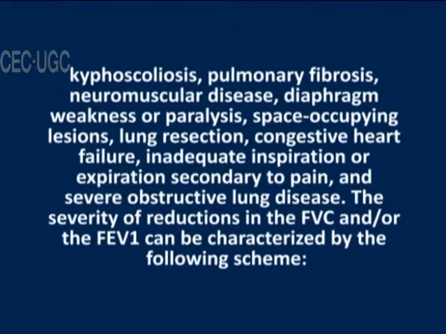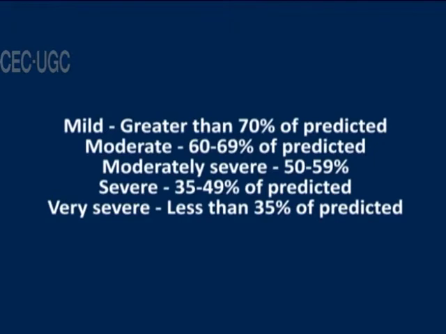The severity of reductions in the FVC and/or the FEV1 can be characterized by the following scheme. Mild, that is greater than 70% of predicted. Moderate, 60 to 69% of predicted. Moderately severe, 50 to 59%. Severe, 35 to 49% of predicted. And very severe, less than 35% of predicted.